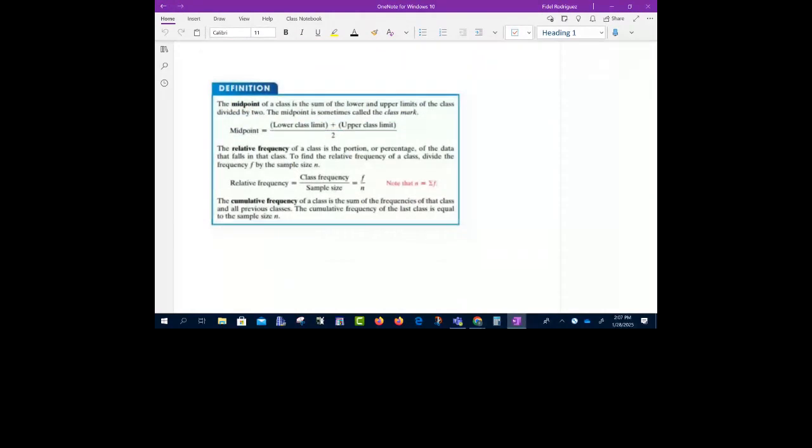Okay, so we have something called the midpoint. And it says the midpoint of a class is the sum of the lower and upper limits of the class divided by 2. And then we have something called the relative frequency. So the relative frequency, y'all, it's going to be basically like a decimal. It's going to be a percentage. We're going to take each of the frequencies and divide it by the sum of all the numbers that we have. I'll show you how we're going to do that in a second. And then the cumulative frequency, it's like we're adding them up. As we're going along, we're going to be adding our numbers. Okay, so I'll walk you through the process for this, y'all.